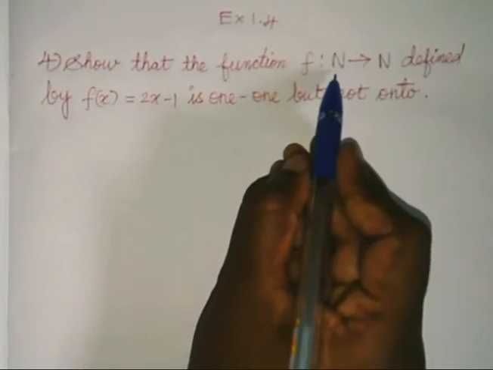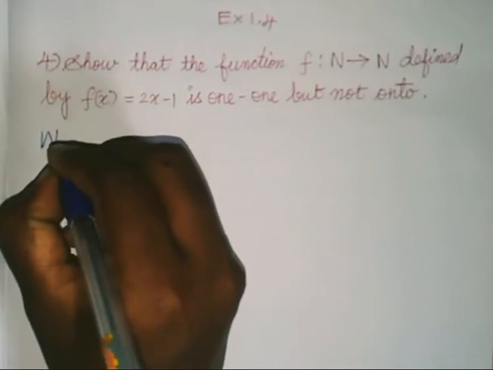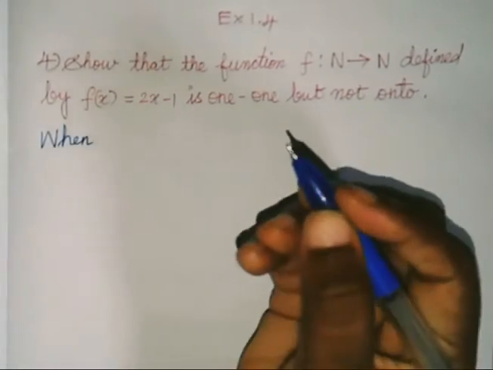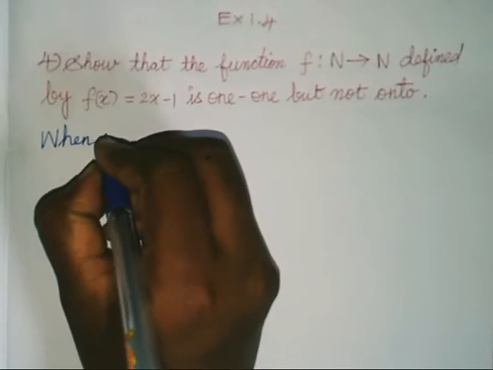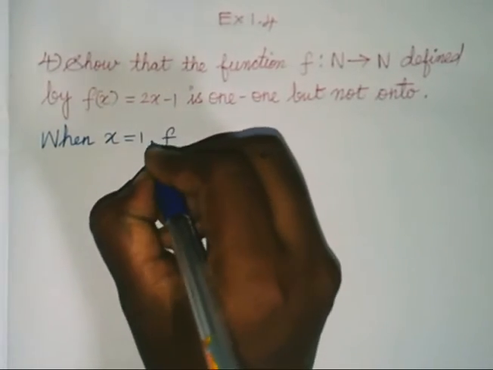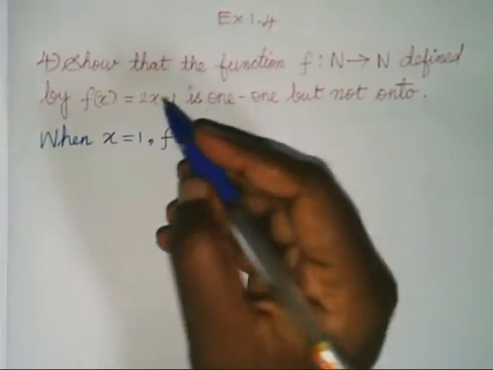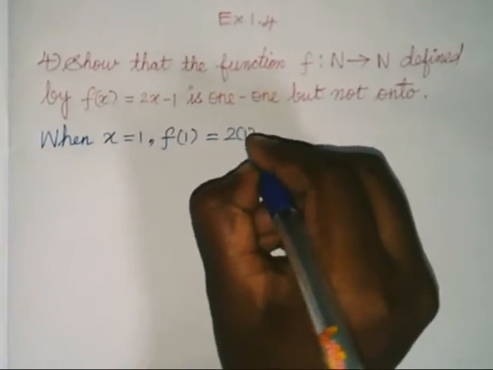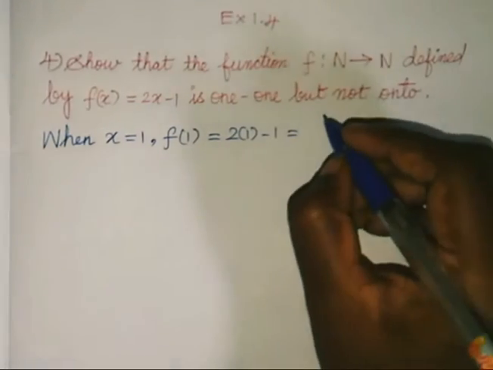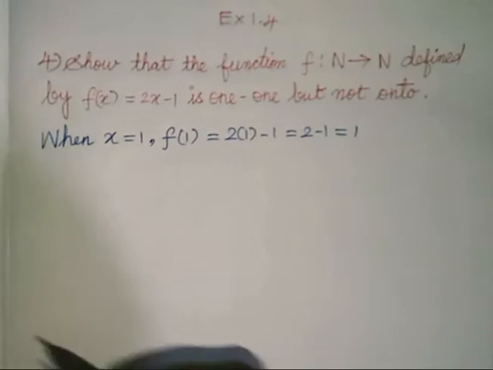Here the natural numbers are given, so considering a few natural numbers. It's not possible to take all the natural numbers. So when x is equal to 1, finding now what is f of 1. f of 1 is equal to 2x minus 1, so 2 into 1 minus 1. 2 ones are 2, minus 1, the difference is 1.